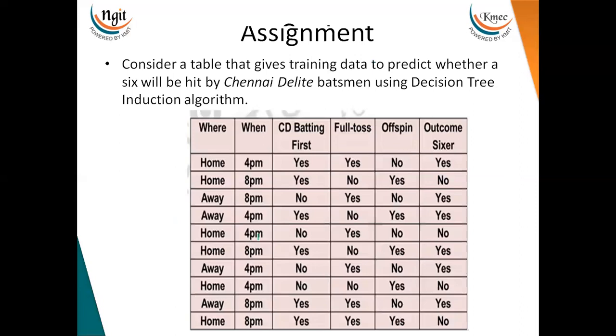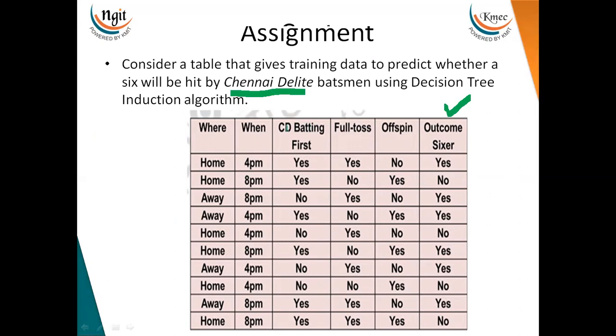Now, as an assignment, I'm expecting all of you to calculate the decision tree for this given data set. Okay, so this is the final class. Now, the question here is, I want to find out whether a particular batsman is hitting a 6 or not. Okay, so this batsman belongs to the Chennai team, and whether he is hitting a 6 or not, we have to find out by applying the ID3 algorithm. Okay, so we have to construct a decision tree.